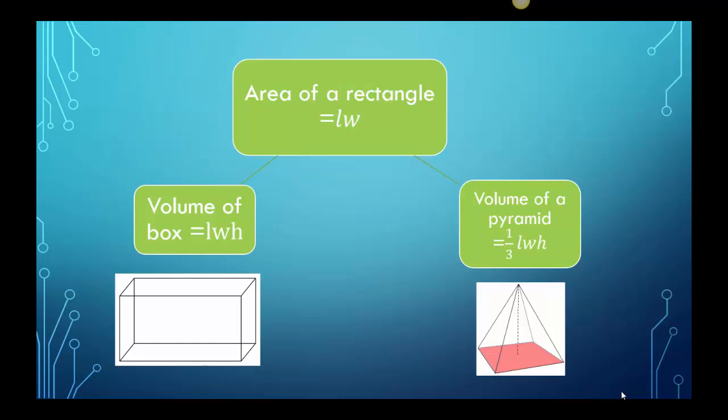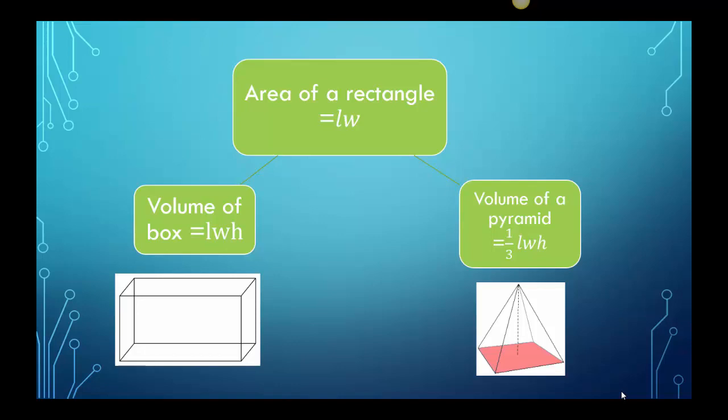So let's look at some common shapes. These two are both related to the area of a rectangle, which is length times width. So on the left, I have the volume of a box, which is length times width times height. But on the right, where I still have that rectangular base, I can see that it goes up to a point, which means I need to multiply by 1/3. So the volume of a pyramid will be 1/3 length times width times height.